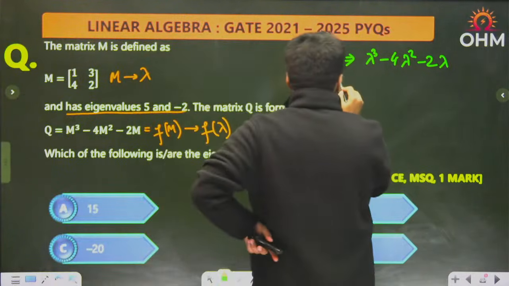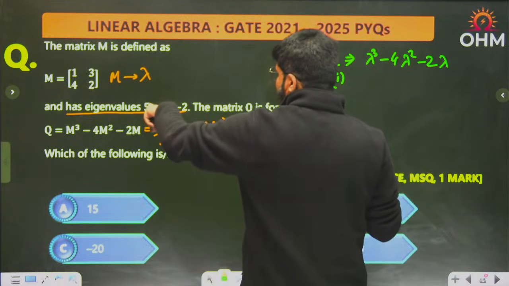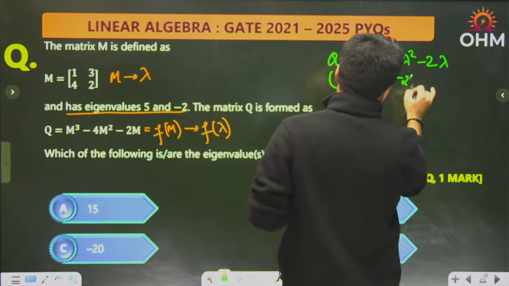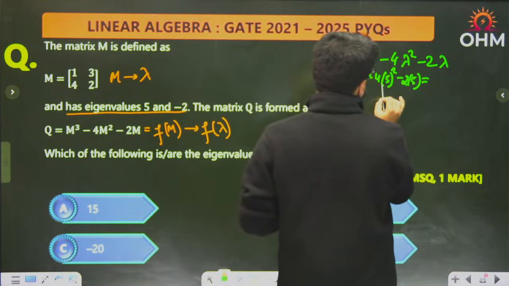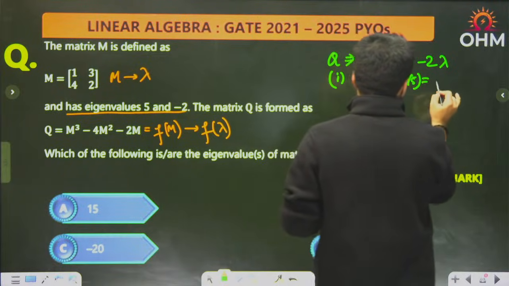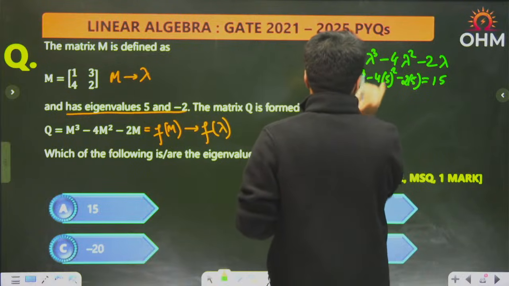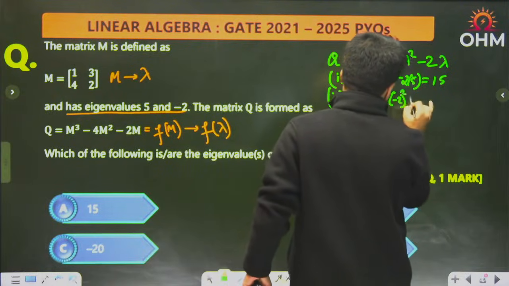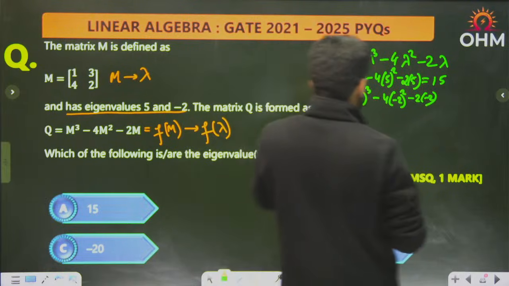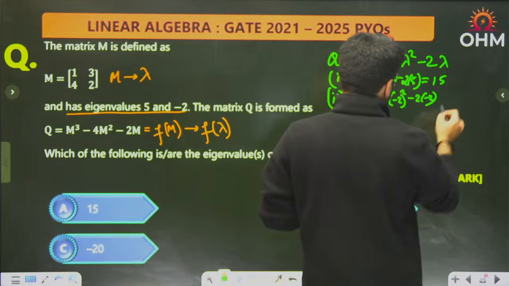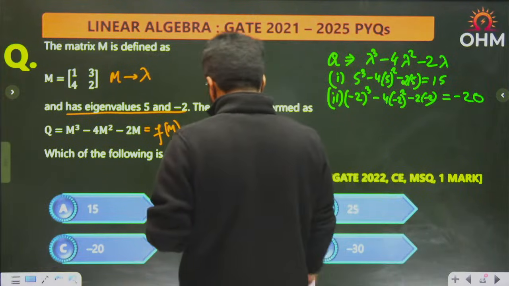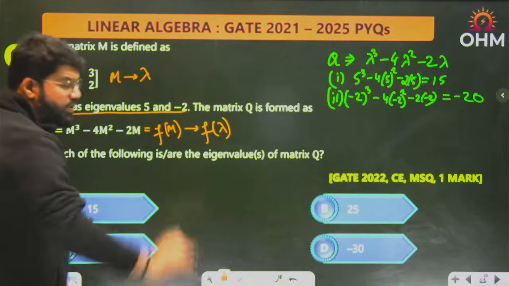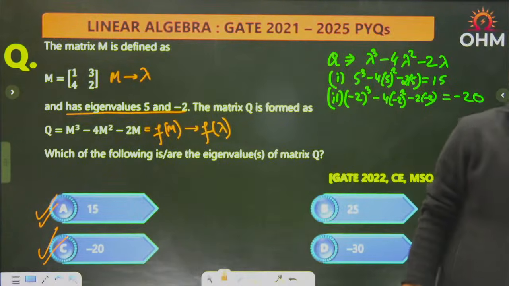Simple. Now what is the first eigenvalue? First lambda is 5. So 5 cube minus 4 into 5 square minus 2 into 5. This will be how much? 125 minus 100, so 25, minus 10, so this is 15. And the second eigenvalue will be the same operation applied on minus 2. Minus 2 cube minus 4 into minus 2 square minus 2 into minus 2. This becomes minus 8, minus 16, plus 4, minus 20 net answer. So the two eigenvalues are 15 and minus 20. Answer is A and C. A direct question on the same property.